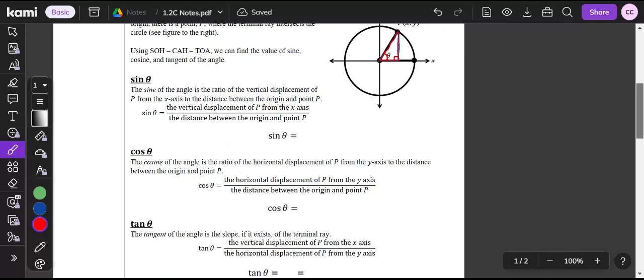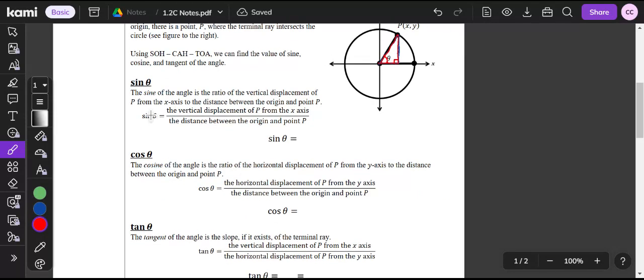All right, so when I'm looking at sine, remember it says sine is opposite over hypotenuse. So the opposite side, that would be this side right here. This is the vertical displacement of P from the x-axis. In other words, it's the distance from the x-axis all the way up to P. Well, we know that the vertical coordinate, that is the y-coordinate.